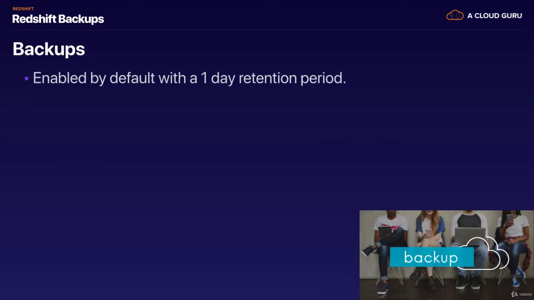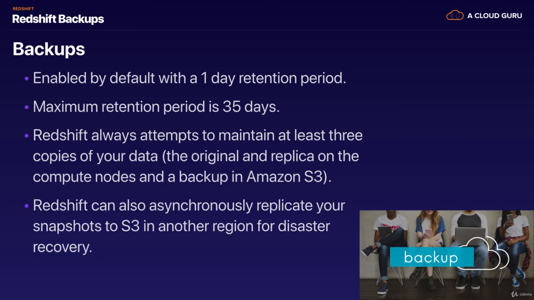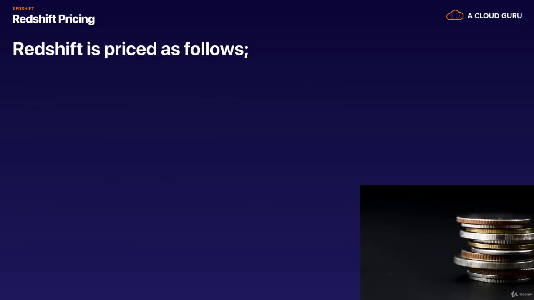In terms of backups, Redshift comes with backups enabled by default, and they'll have a 1-day retention period. Again, just like with RDS, your maximum retention period is 35 days, and Redshift will always attempt to maintain at least 3 copies of your data. So this is the original data and a replica on the compute nodes, as well as a backup in S3. And Redshift can also asynchronously replicate your snapshots to S3 in another region for disaster recovery.